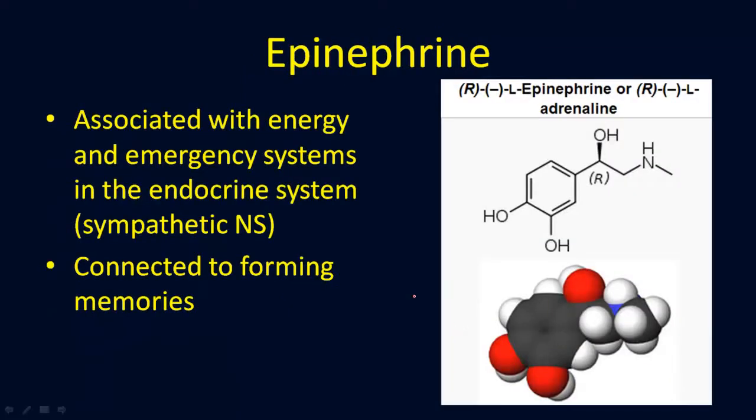Epinephrine, when it's in the brain, is going to be a neurotransmitter. When it is in the bloodstream, it is going to be in the endocrine system, and so therefore it is going to be a hormone. But it is associated with energy and the emergency systems in the endocrine system, primarily the sympathetic nervous system, connected to the fight or flight response. In the brain, it's also connected to the formation of memories.